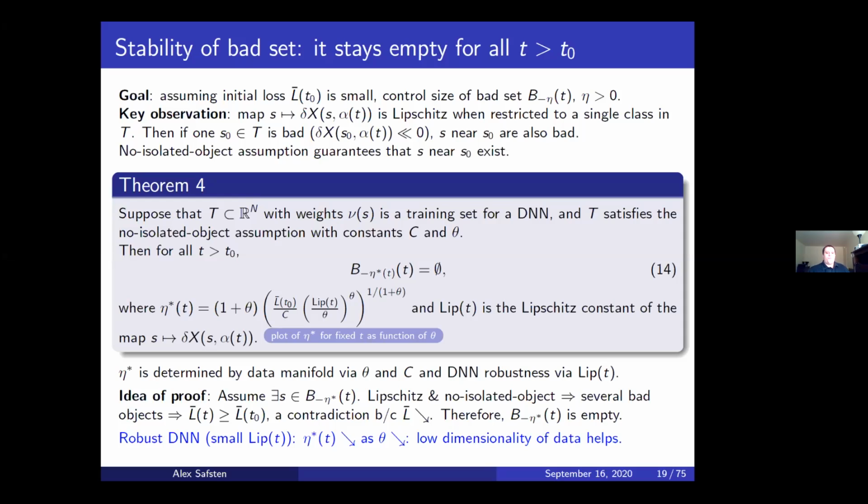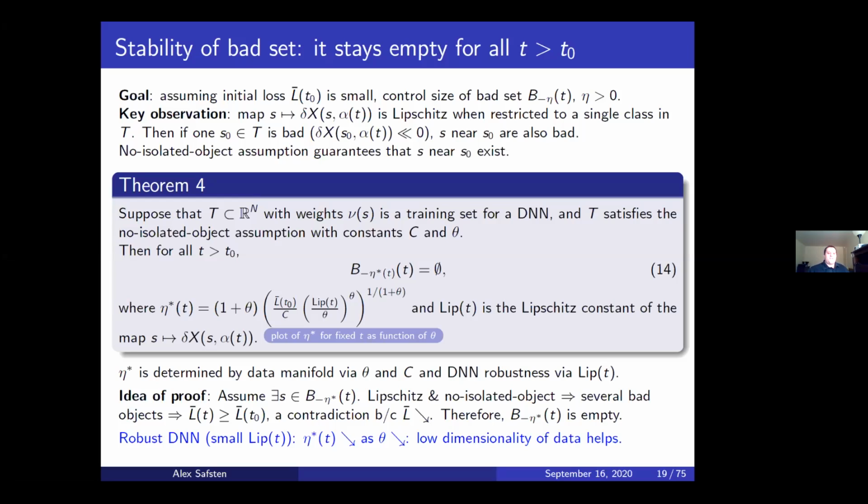The idea of the proof is that if there exists a single bad element, then the Lipschitz property combined with the no isolated object assumption means that we actually have several bad objects, which means that our loss at time t is bigger than the initial loss, which leads to a contradiction because training means loss decreases. So, by this contradiction, the bad set is empty.